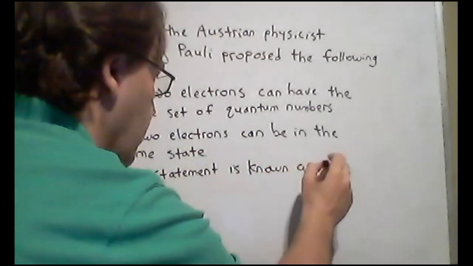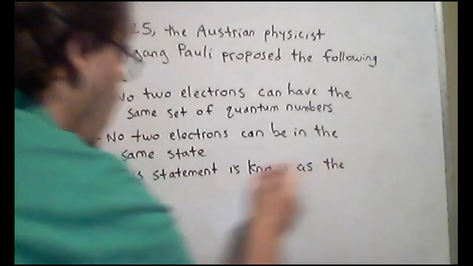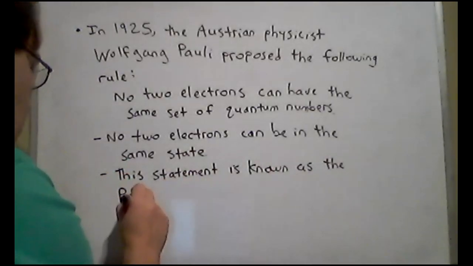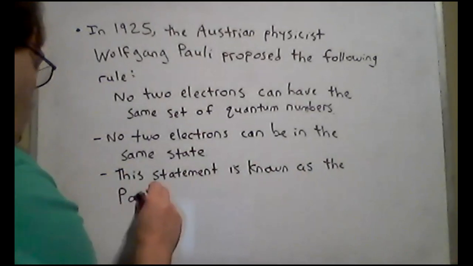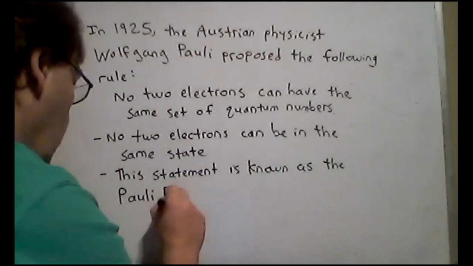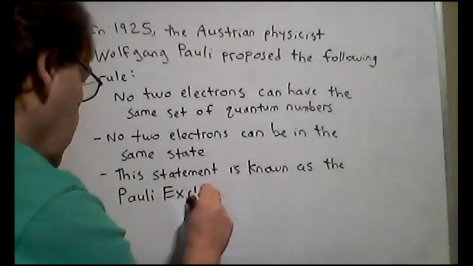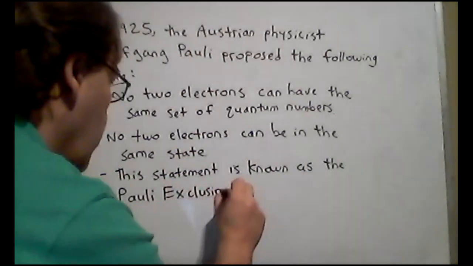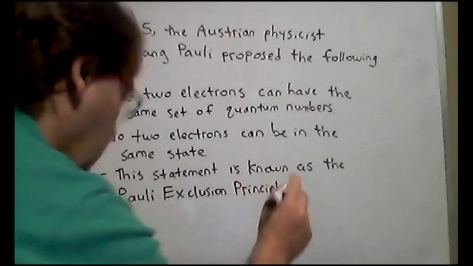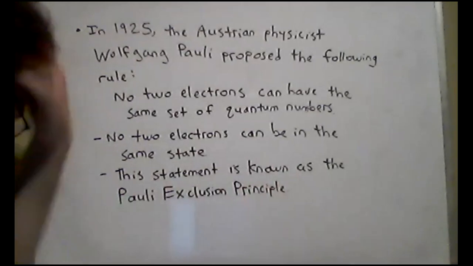And you've heard about this in your chemistry class. Very important for chemistry. In fact, atoms are built on this very principle. All atoms are built on the Pauli Exclusion Principle. We wouldn't have a universe without it.